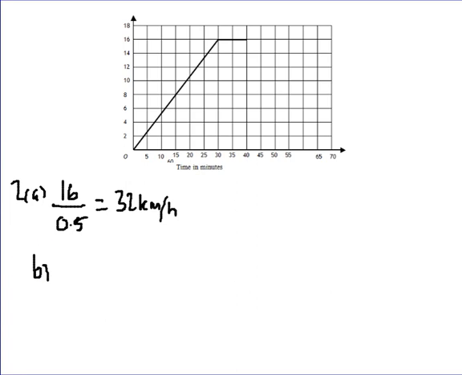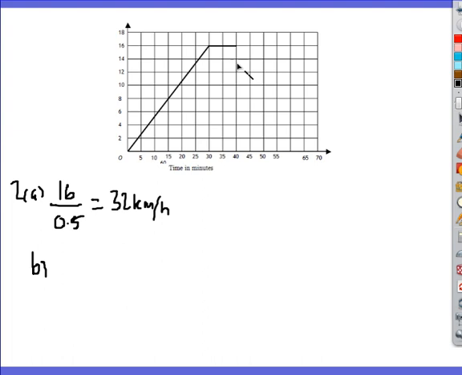Part B was at the shop for 10 minutes, which is what it shows, and then went home. The journey home took 25 minutes, complete the travel graph. So we draw a line then from here. 5, 10, 15, 20, 25 minutes, so it will cross then at 65, and then that will be the graph completed.